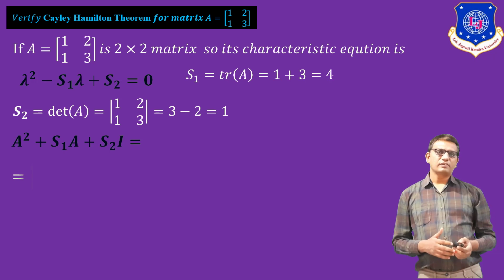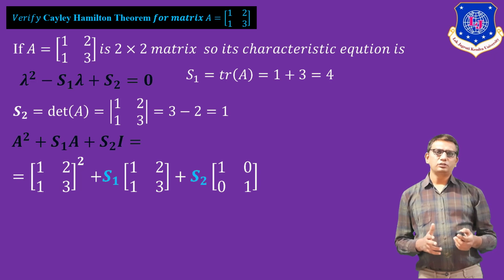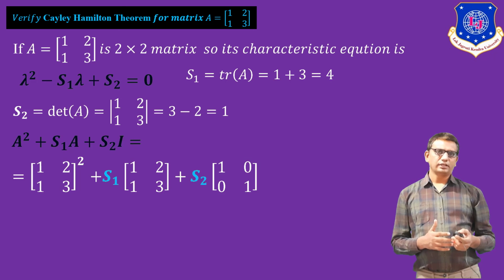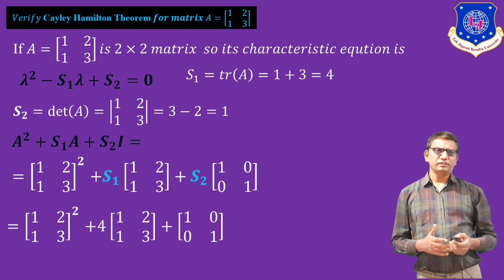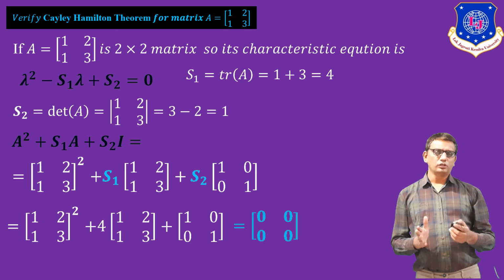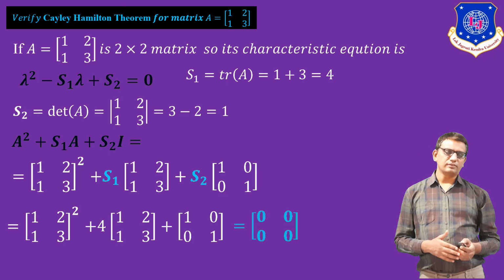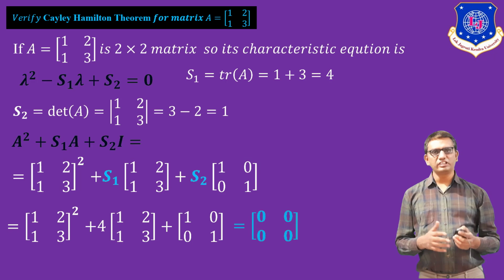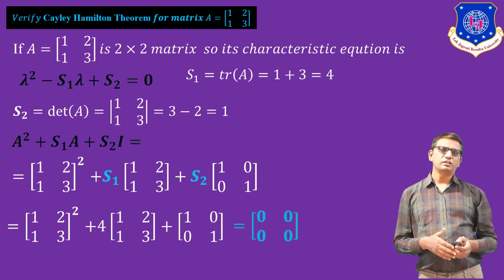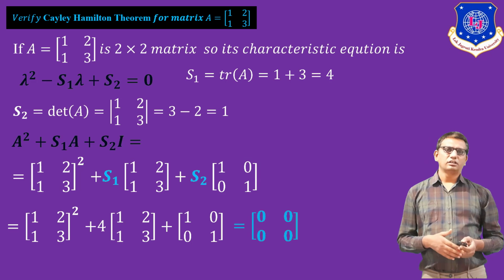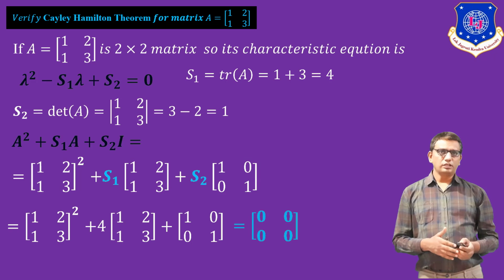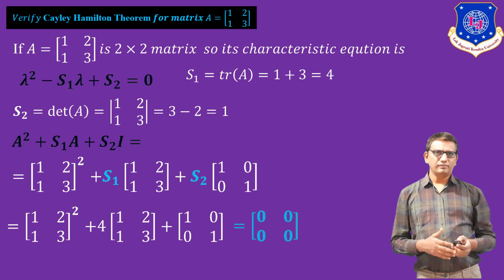Here A square means the square of the matrix (1, 2; 1, 3). s1 is 4, and s2 is the determinant of A, which is 1. We replace lambda by A, and after simplifying this matrix expression, we get the 0 matrix on the right hand side. That is the verification of the Cayley-Hamilton theorem. Here I am not calculating the multiplication of A square and the summation of the matrices. You can easily verify it.